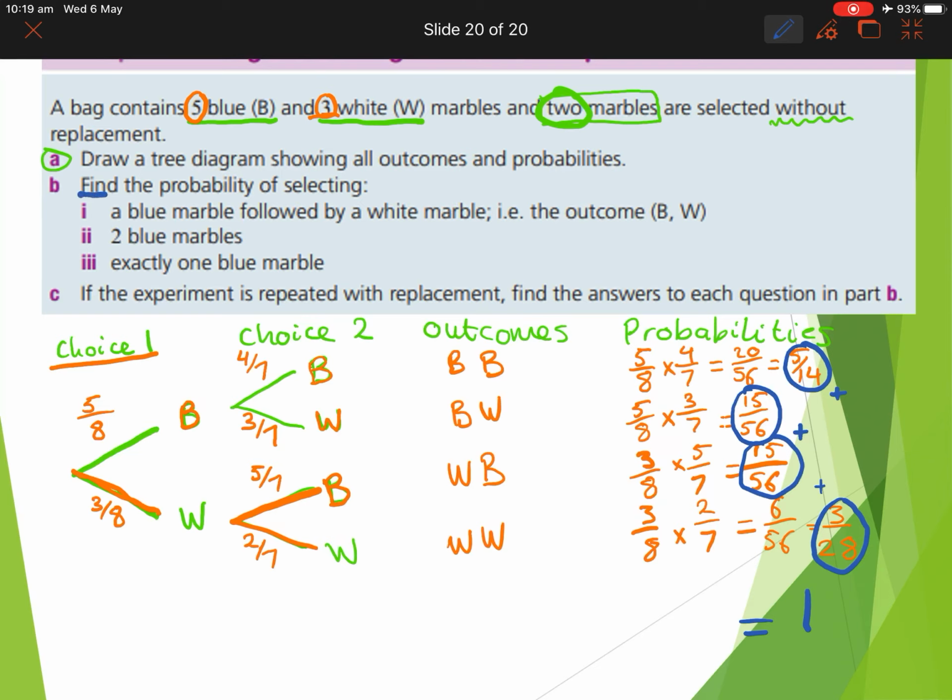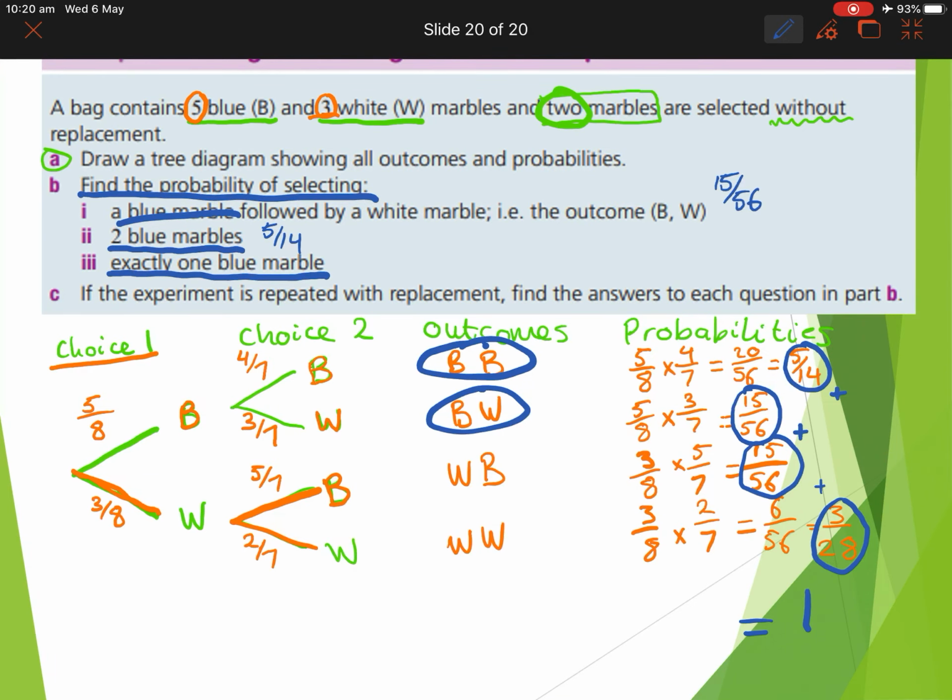So question B, find the probability of a blue marble followed by a white marble. Okay, so blue and then white, so obviously that's this one, and the probability is 15/56, so that's good. See how we've already done the work, it's just a matter of looking at your work. The probability of selecting 2 blue marbles. Okay, 2 blue marbles is this, and that is 5/14.